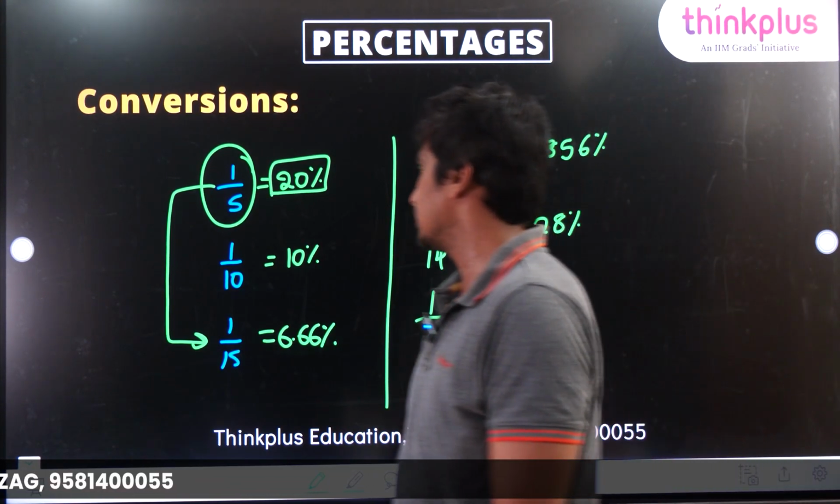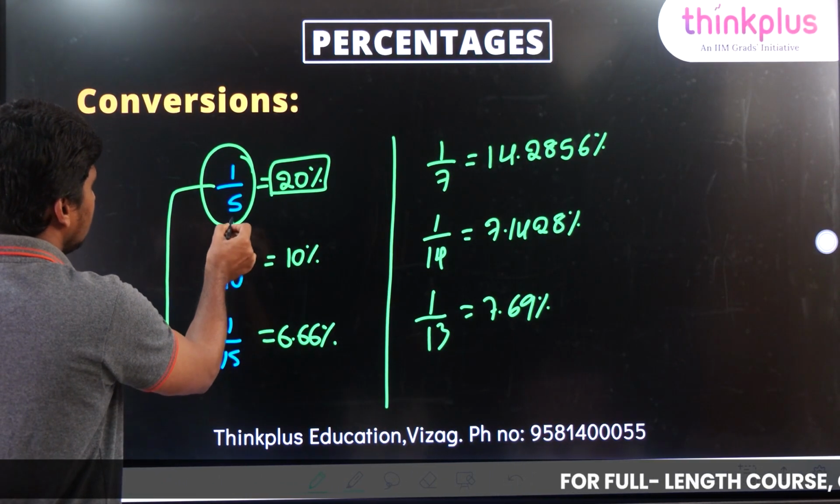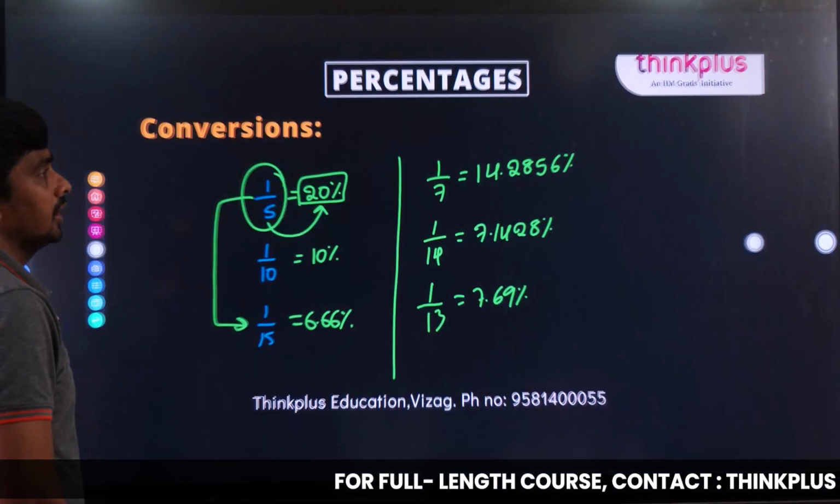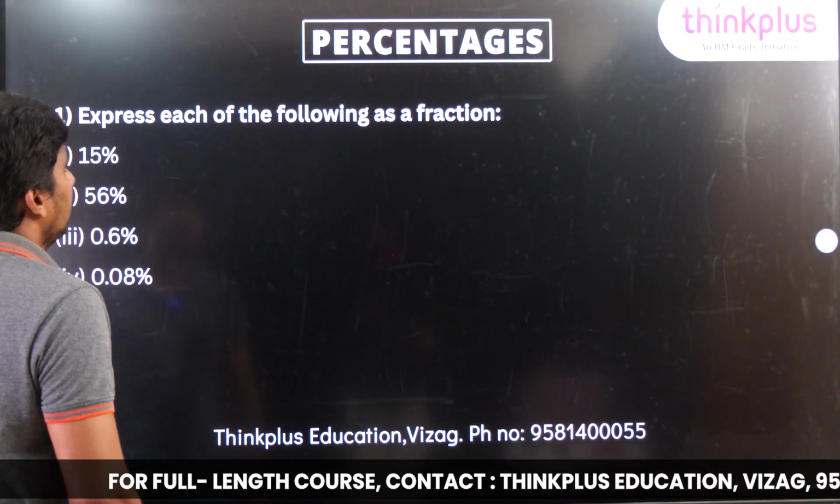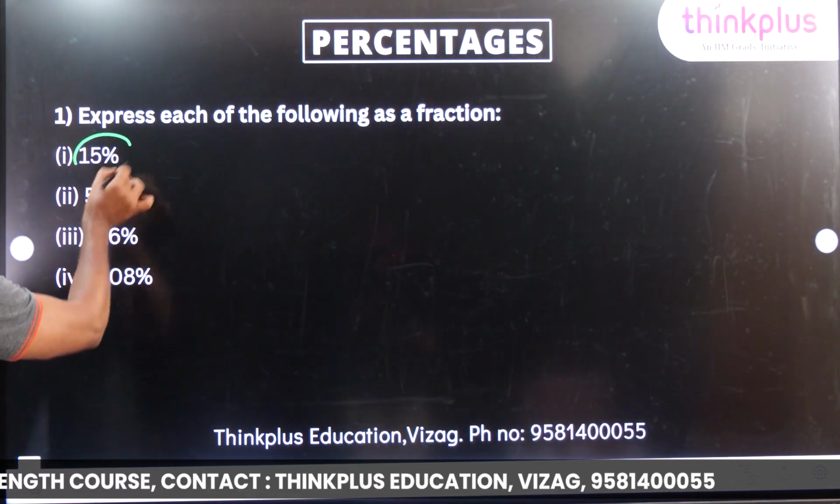So please do this exercise from 1 by 1 to 1 by 15. All these things I am converting the fraction into the percentage. Okay, let's see the next point. This is done. Express each of the following as a fractional value. This time I want to convert this percentage into fractional value.